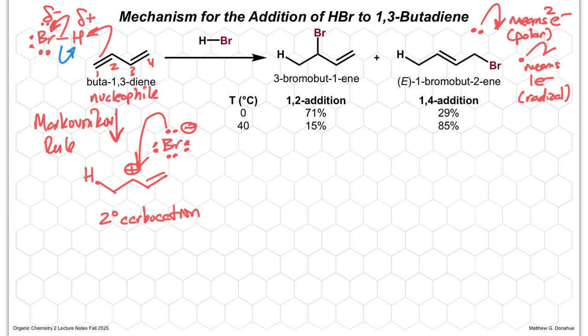So the arrow has to start at a lone pair and then attack the plus charge. And so that's going to lead us to the 1,2 product. That's pretty much what we learned in organic 1, 1,2 electrophilic additions. So how do we propose to get to the other product?